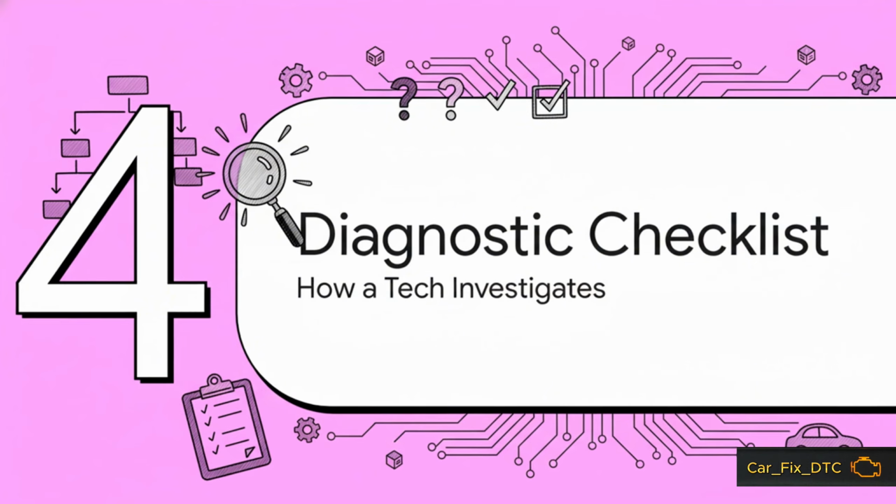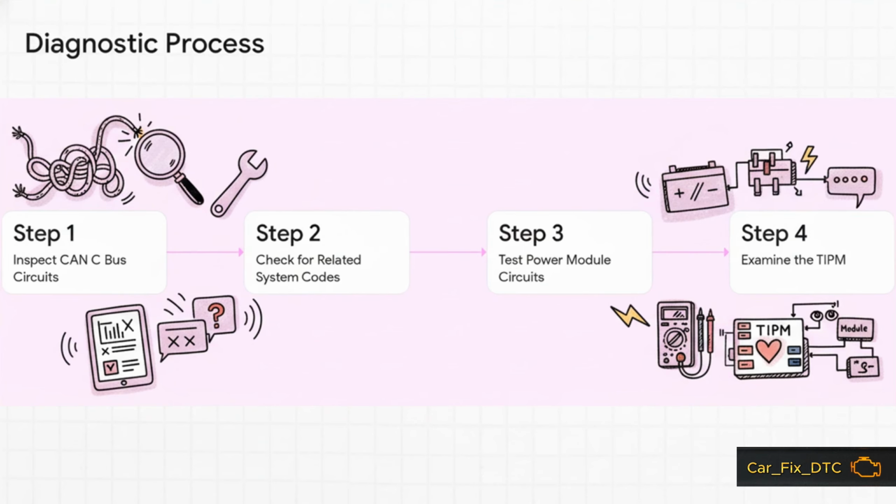Okay, so we've got our list of suspects. How does a professional actually track down the problem? Well, they don't just guess. They follow a very specific, very logical checklist to isolate the issue. The whole diagnostic process is really methodical. A technician is going to start with the wiring, physically inspecting those CAN C-bus circuits for any obvious damage. Next, they'll scan for any other trouble codes that could give them some clues. From there, they'll test the power circuits going to that main module. And then, if all else fails, they're going to examine the heart of the system, the TIPM.